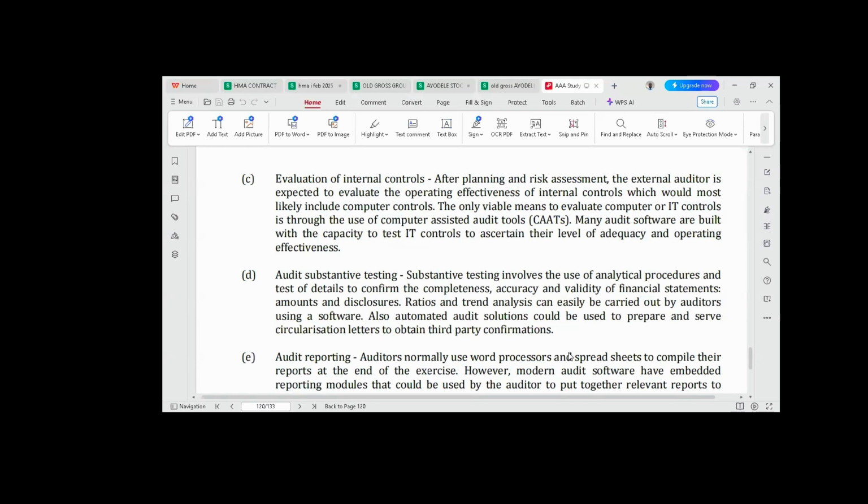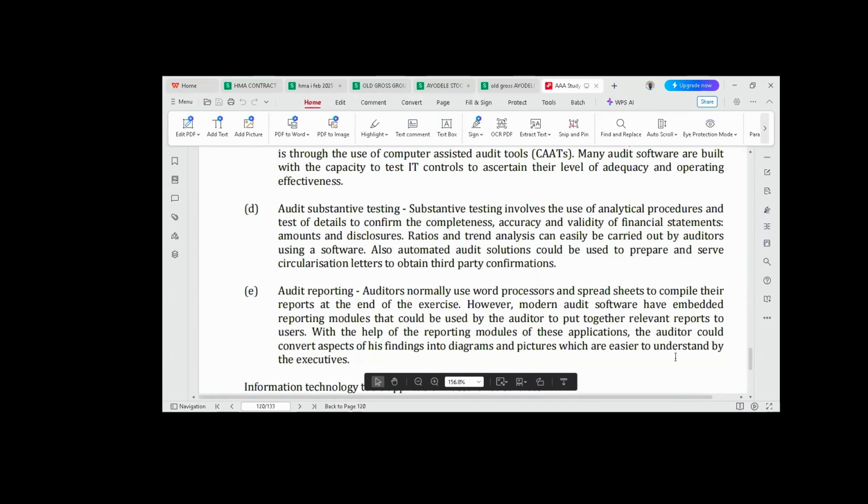And the audit report will be generated in line with the specification of the auditor, because there are different audit report templates on the software. So based on the instructions given by the engagement partner or the auditor, it saves the auditor a whole lot of headaches, all right? So those are the areas.